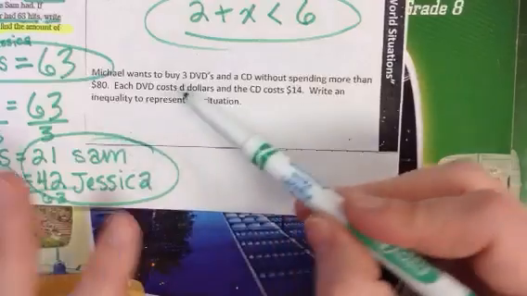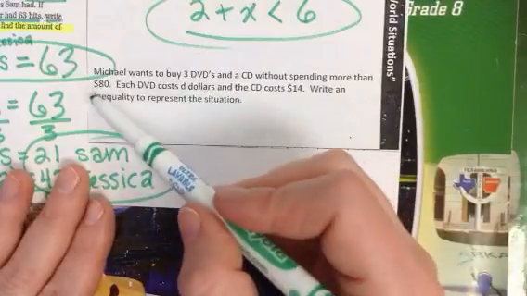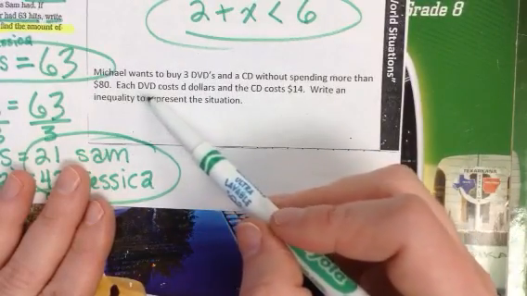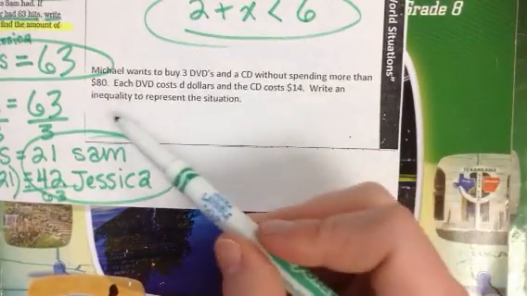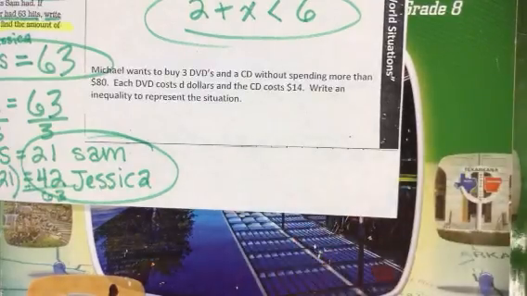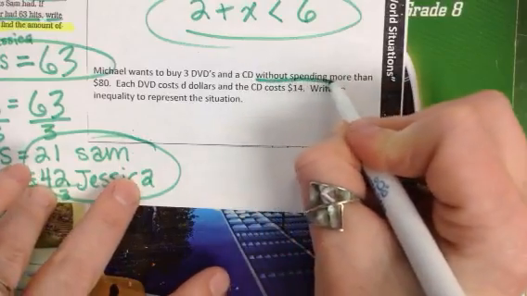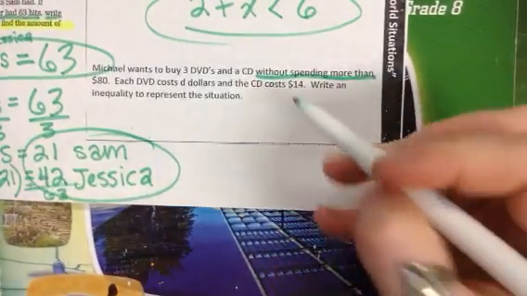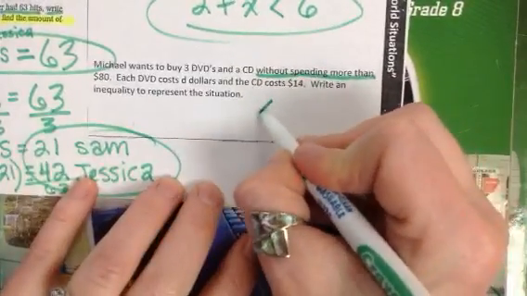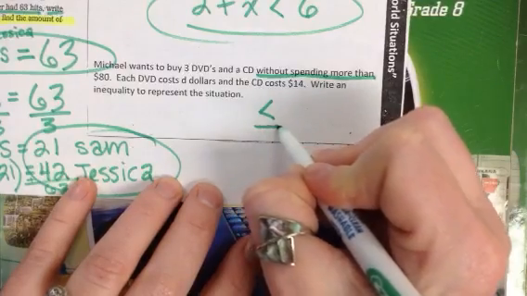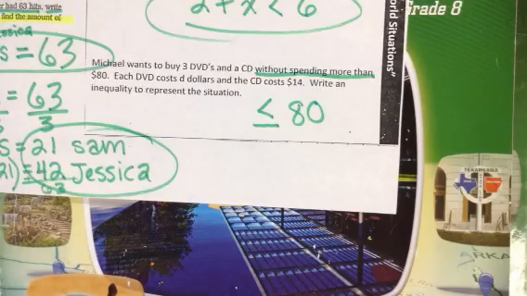And the next one says, Michael wants to buy 3 DVDs and a CD without spending more than $80. Each DVD cost D dollars and the CD cost $14. Write an inequality to represent this situation, okay? So I'll find and pick out what symbol it's going to be first. So it says that he does not want to spend more than 80. So it needs to be less than or equal to 80. It just says he did not want to spend more than 80, okay?